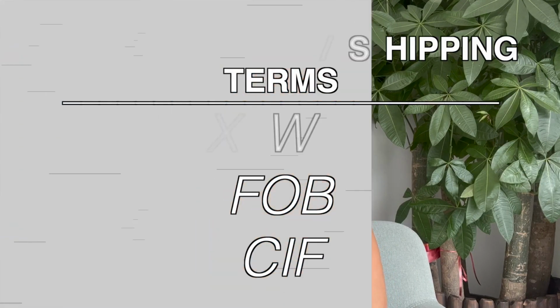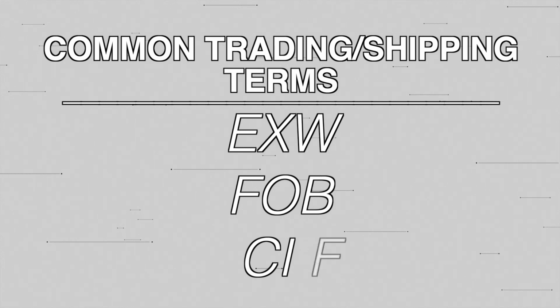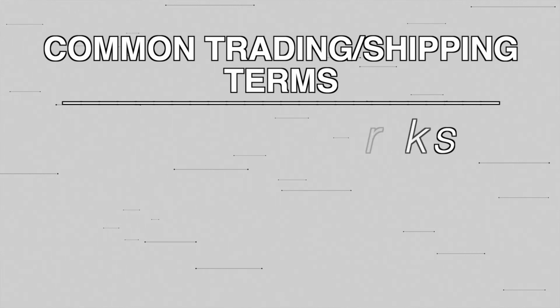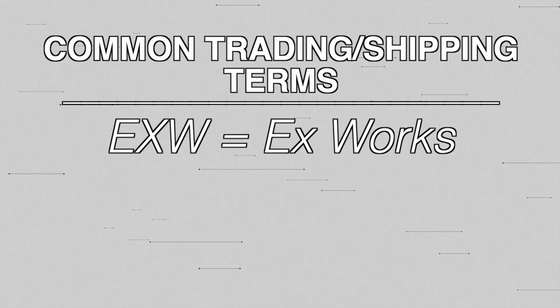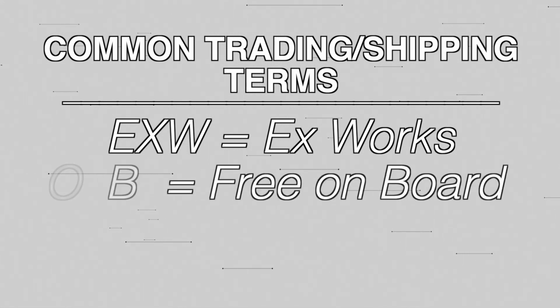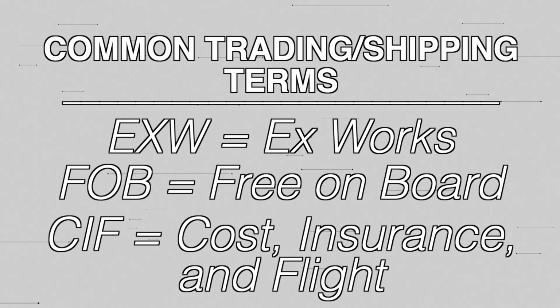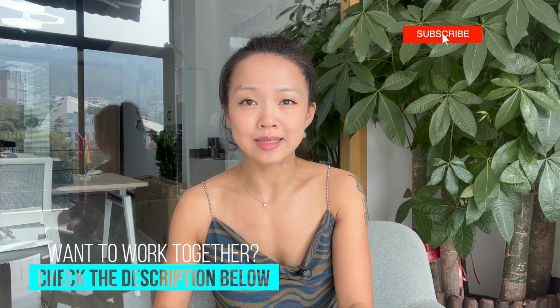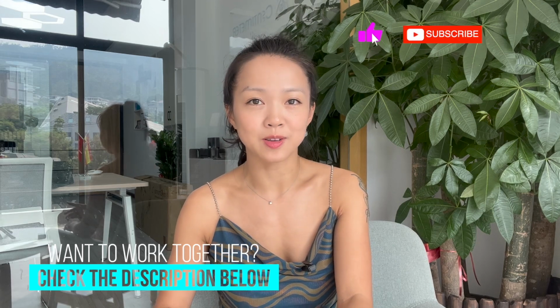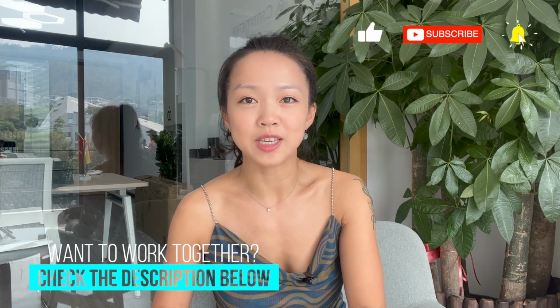So the most common trading terms we use are EXW, FOB, and CIF. You can see from the screen, EXW means Ex Works, FOB means Free On Board, CIF means Cost, Insurance and Freight. And probably here you will ask, what is the difference between these three terms? Here I use a form to explain, and I hope that will give you a clear picture about the difference between the three.